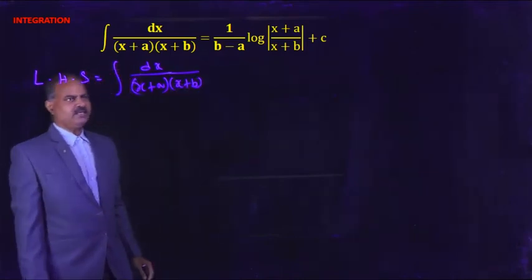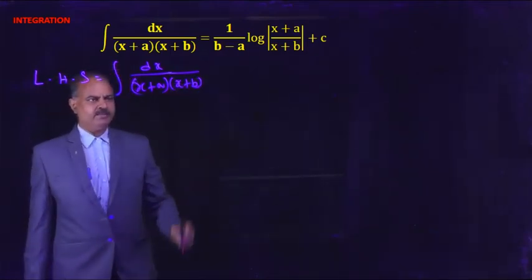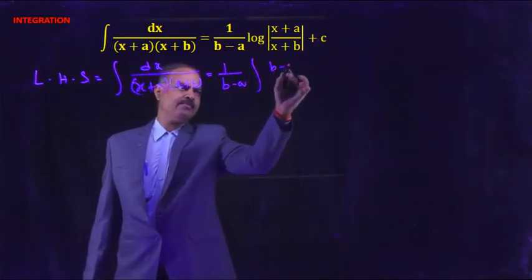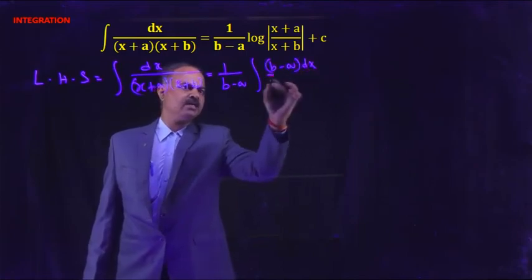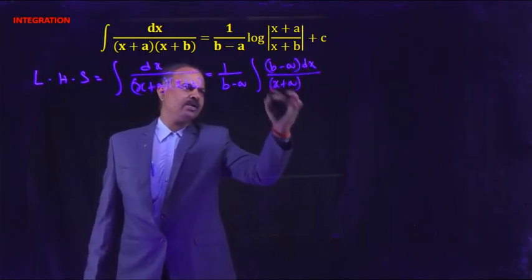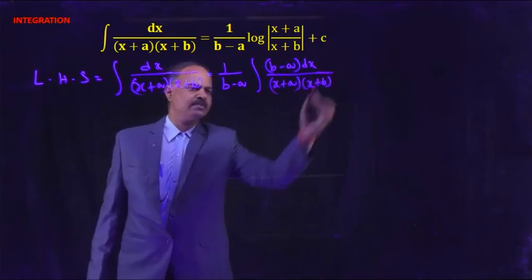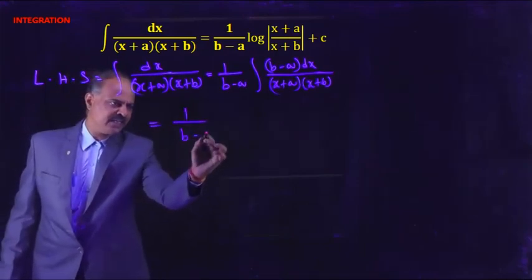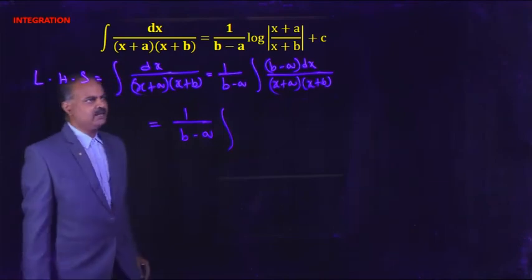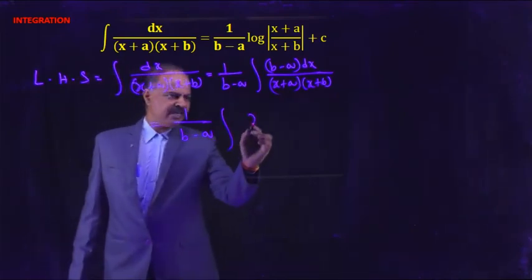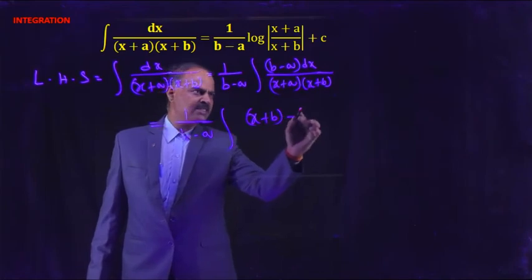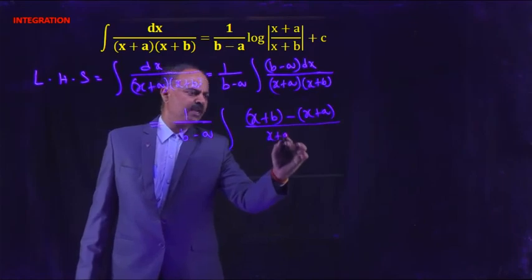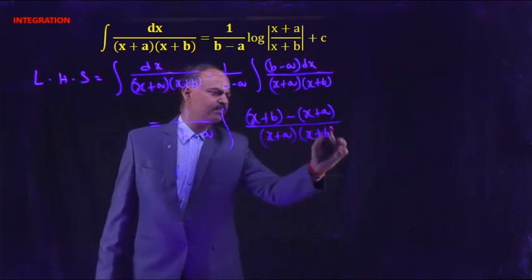Now multiply both the numerator and denominator by (b minus a). Now this is equal to 1 by (b minus a) into integral (b minus a) into dx divided by (x plus a) into (x plus b). Now b minus a can be written as (x plus b) minus (x plus a), divided by (x plus a) into (x plus b) dx.